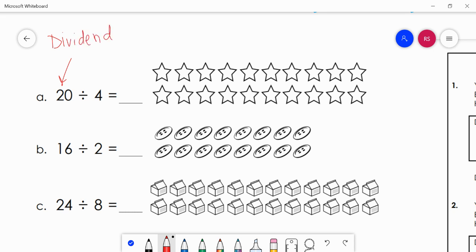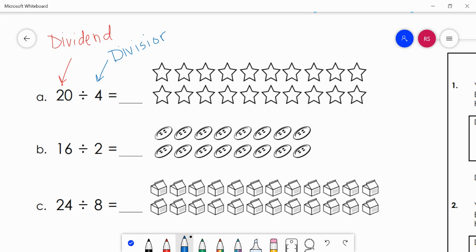So 20 is our total. It's how many stars, in this case, we have. We have 20 total stars, and our word dividend represents the total. And we're going to divide those 20 stars into groups of 4. And these groups of 4 represent our divisor. So go ahead and echo that word for me, divisor. Awesome job.